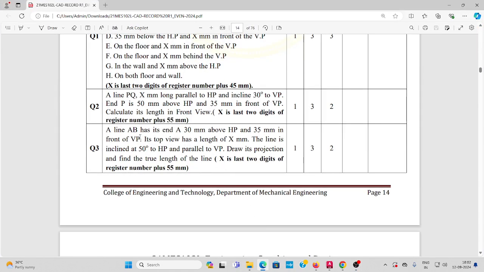Week 3, question number 3. A line AB has its end A 30 mm above HP and 35 mm in front of VP. Its top view has a length of x mm. The line is inclined at 50 degrees to HP and parallel to VP. Draw its projection and find the true length of the line. This question, how to draw in AutoCAD.